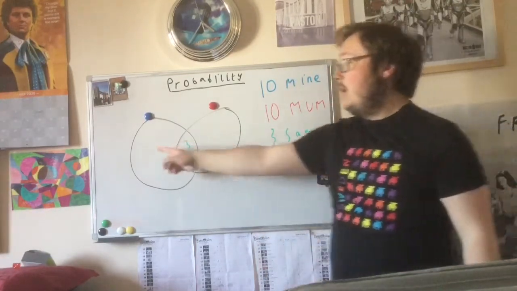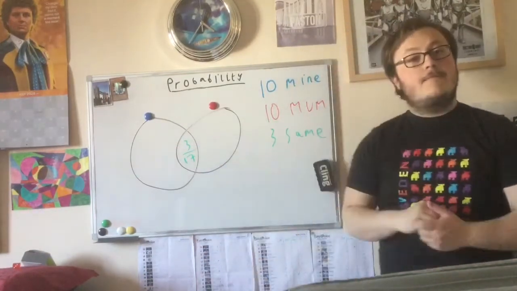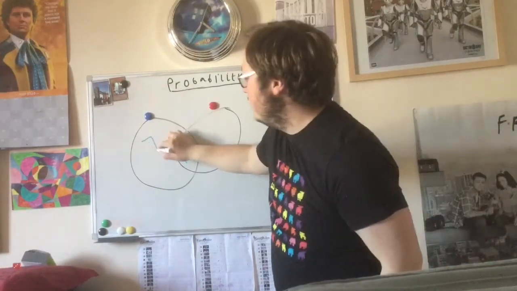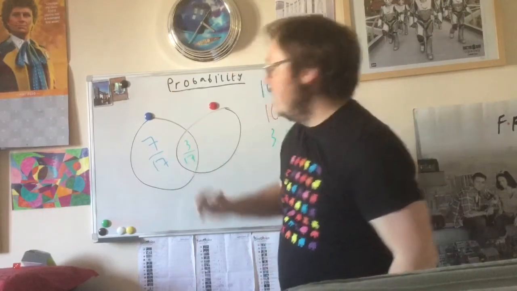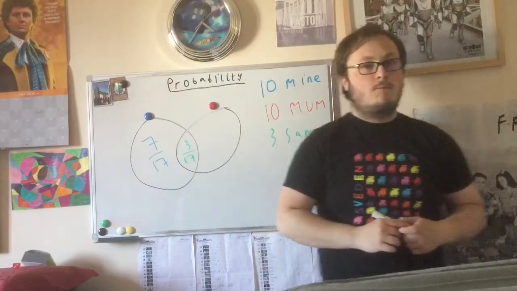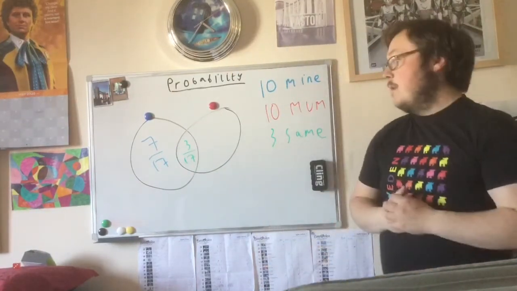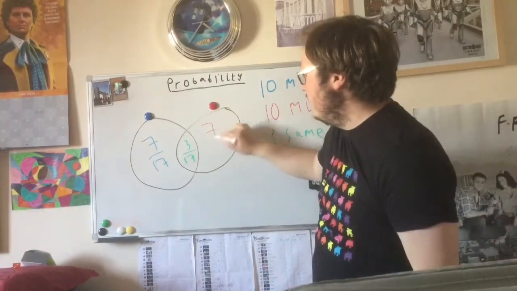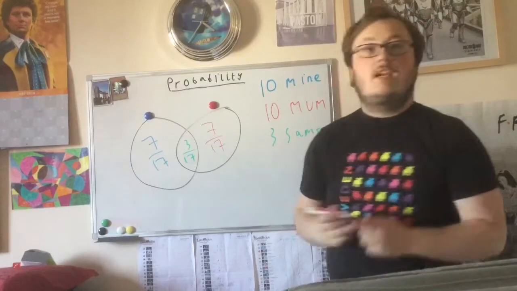So what goes in my list? Well, I had 10 films. 3 of them were the same. So what goes in here is 7 over 17. What about my mum's? Well, it's exactly the same. There's 10 in total, take away 3, 7 over 17.